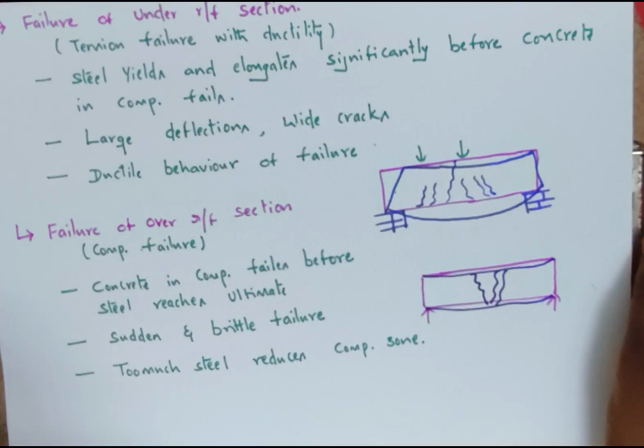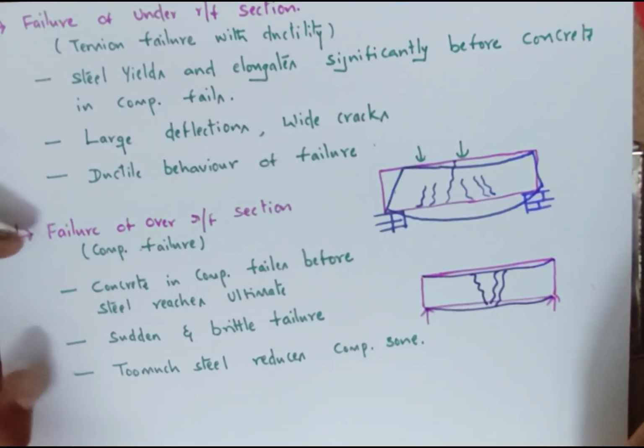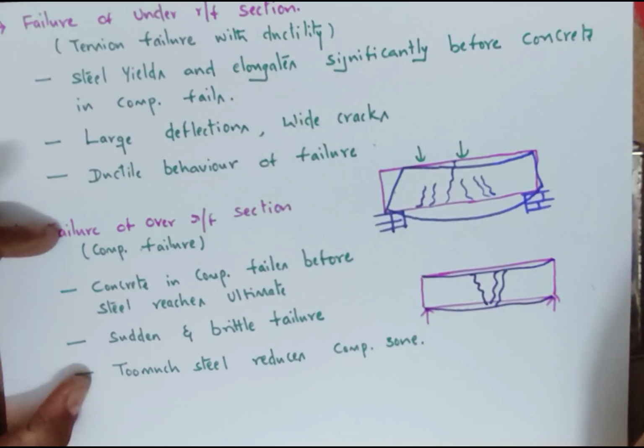The main reason is the too much steel we provided in the section. Due to the too much steel, it reduces the concrete in compression zone and it leads to sudden and brittle failure. As it is sudden and brittle, it won't give any warnings before going to fail. This type of failure is not desirable in the designing of prestressed concrete structures.